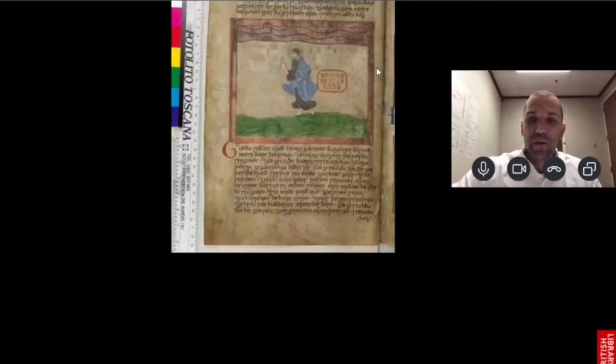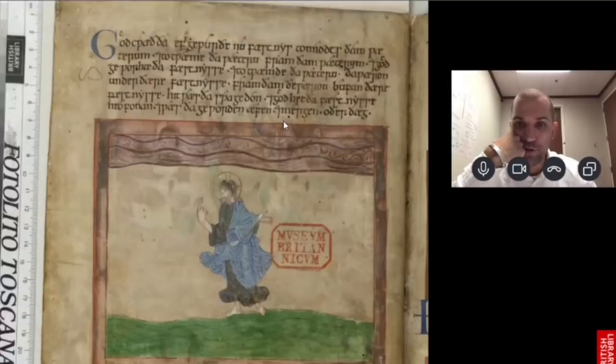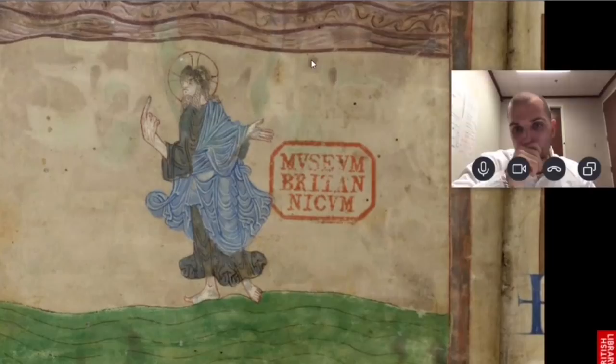So Nick, tell me about what you see on this page, particularly the image. Who is this person? What are they doing? How do we know that's who the person is? All right, so I'm assuming this is Jesus who's walking on the water. You can see his hand is pointing up. You can also see he's got his little, almost like Christological halo there.